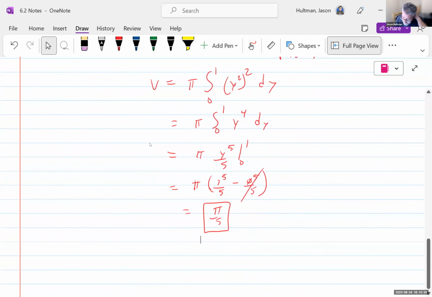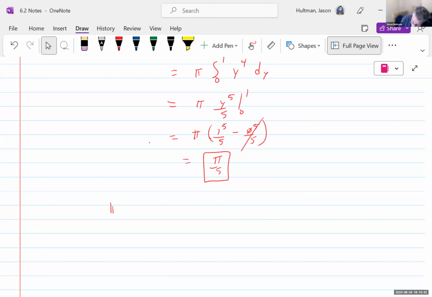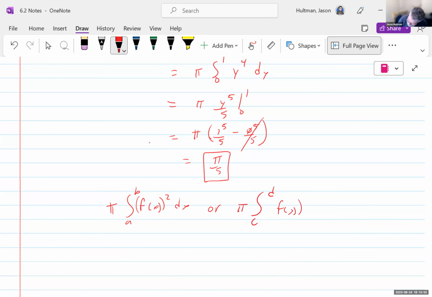So this method that we're talking about, this pi r squared method, can sometimes be called the disk method. Because what you're doing is you're taking a function and you're summing up an infinite number of disks in order to get the volume. So we call that the disk method.